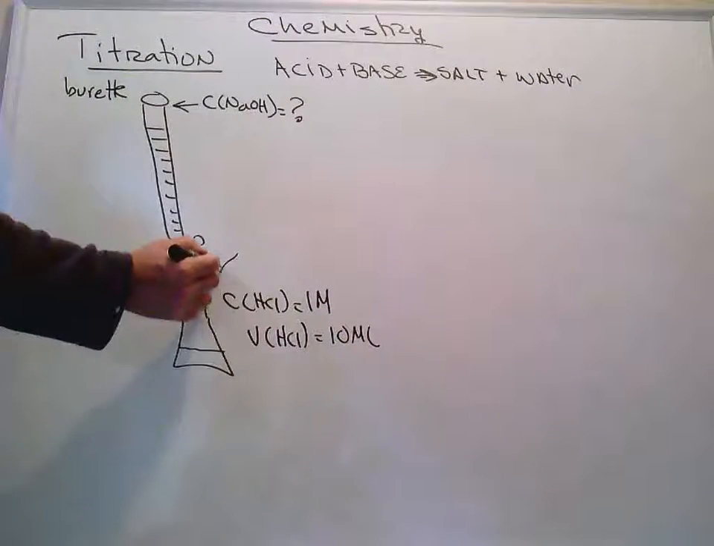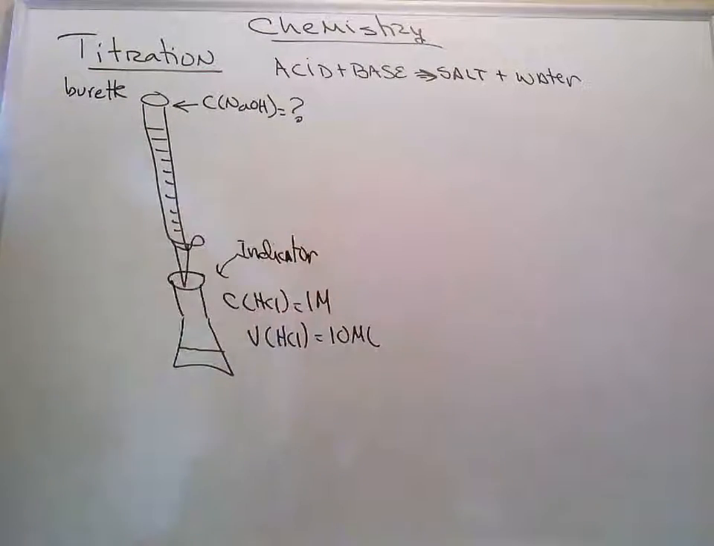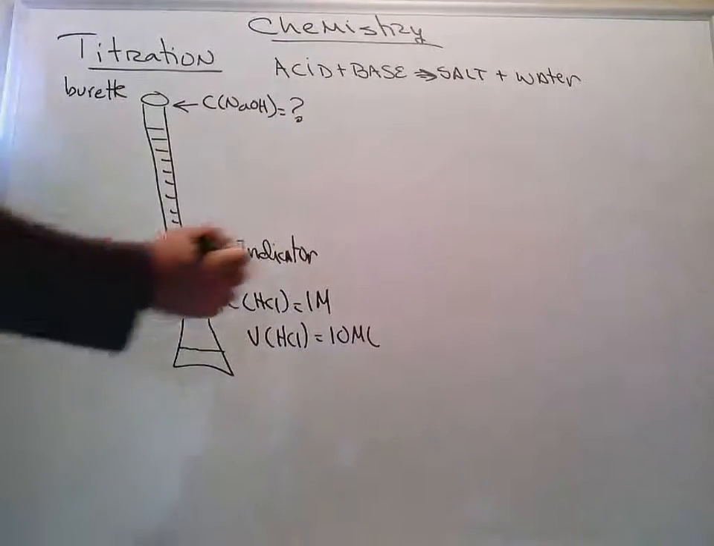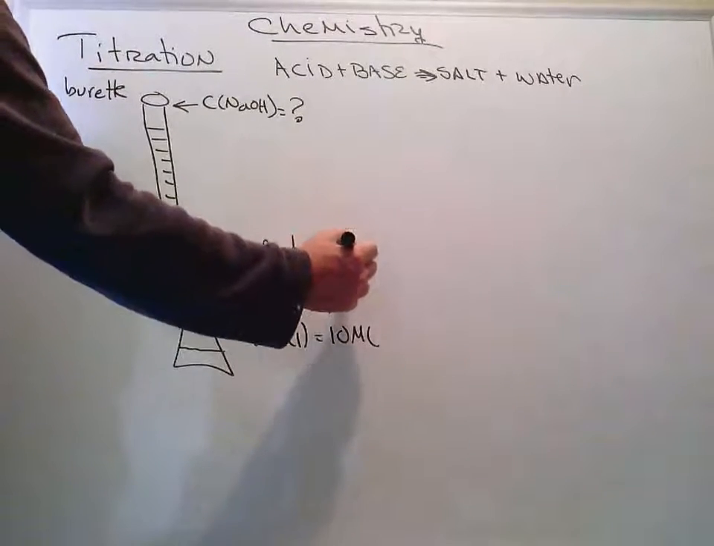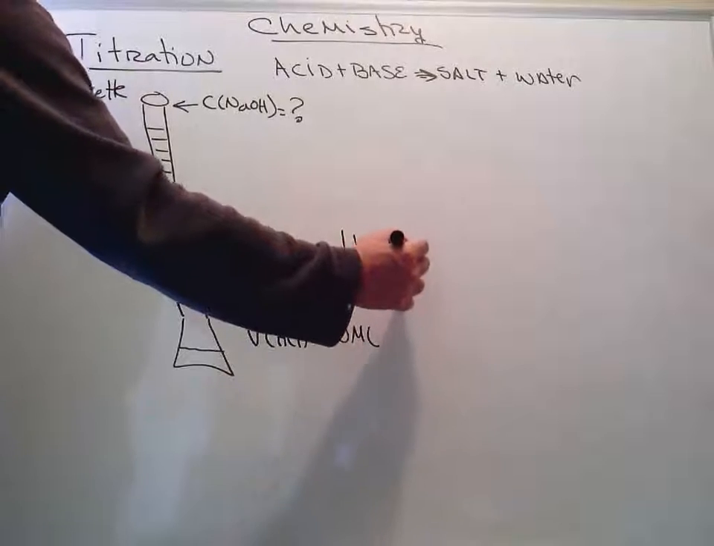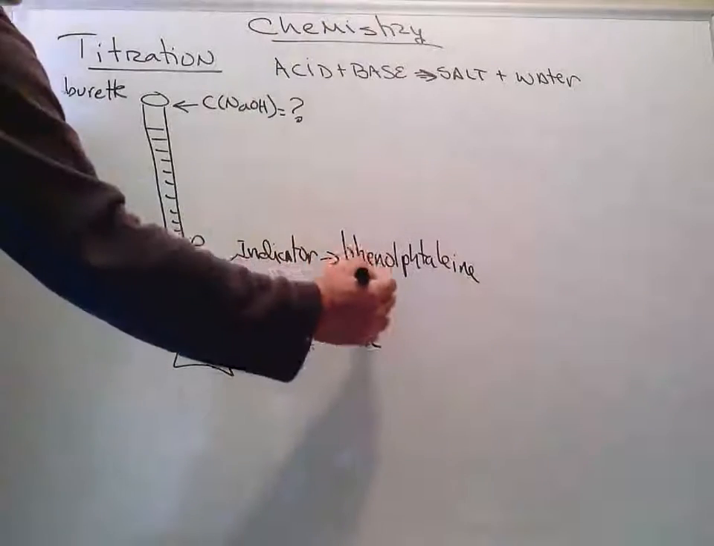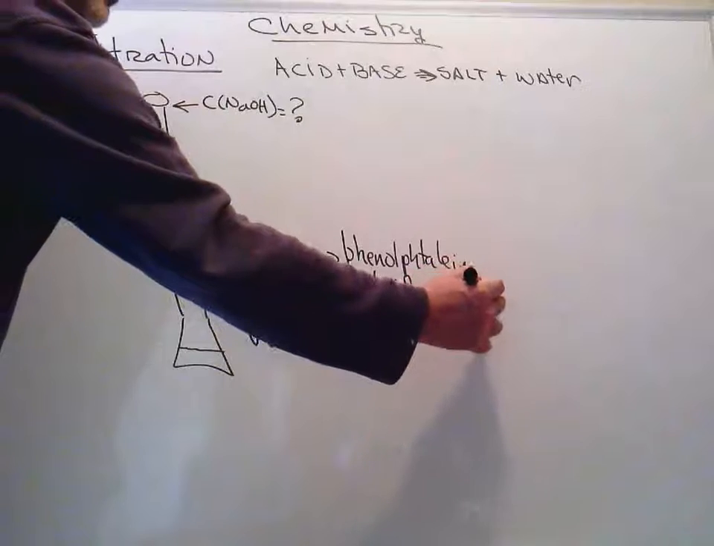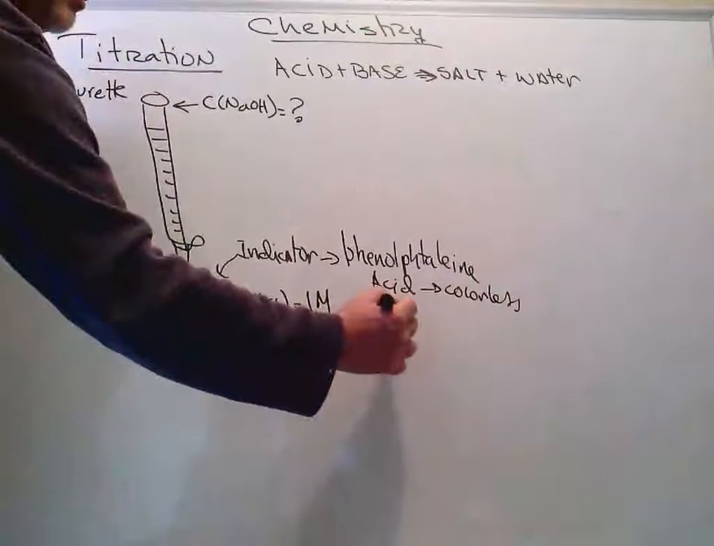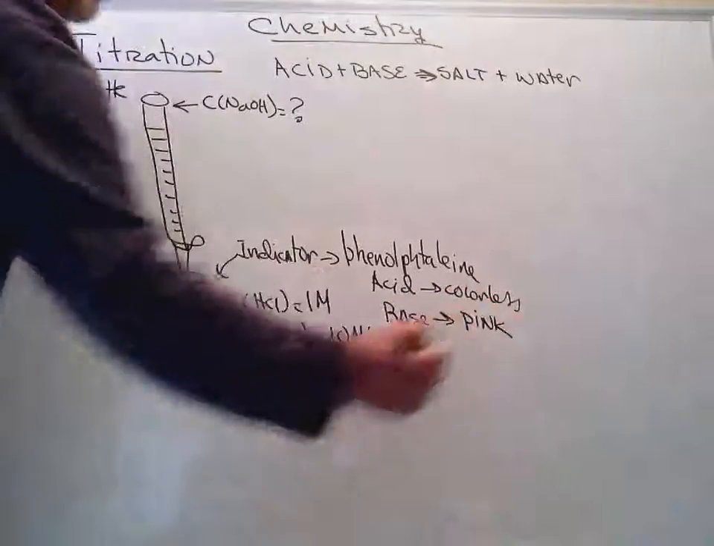Together with that, we will add an indicator that will tell me when we reach the equivalence point and also the final point. The indicator for this particular titration will be phenolphthalein. Phenolphthalein is an indicator that in acid medium will be colorless, and in a base medium will have a pink color.